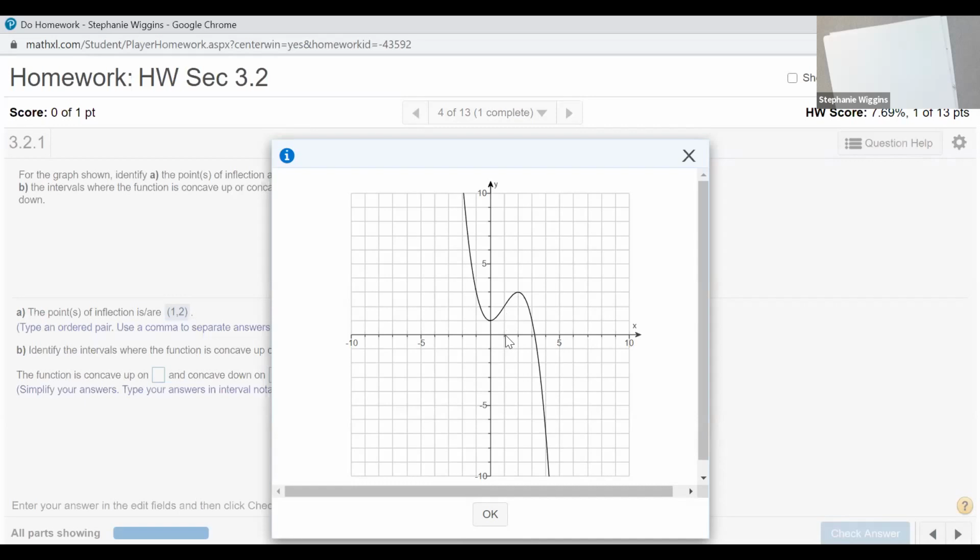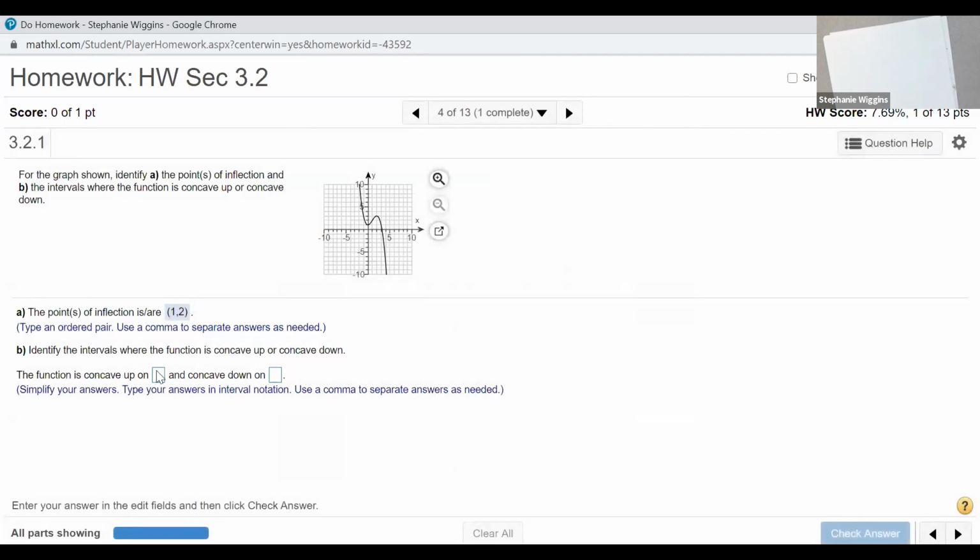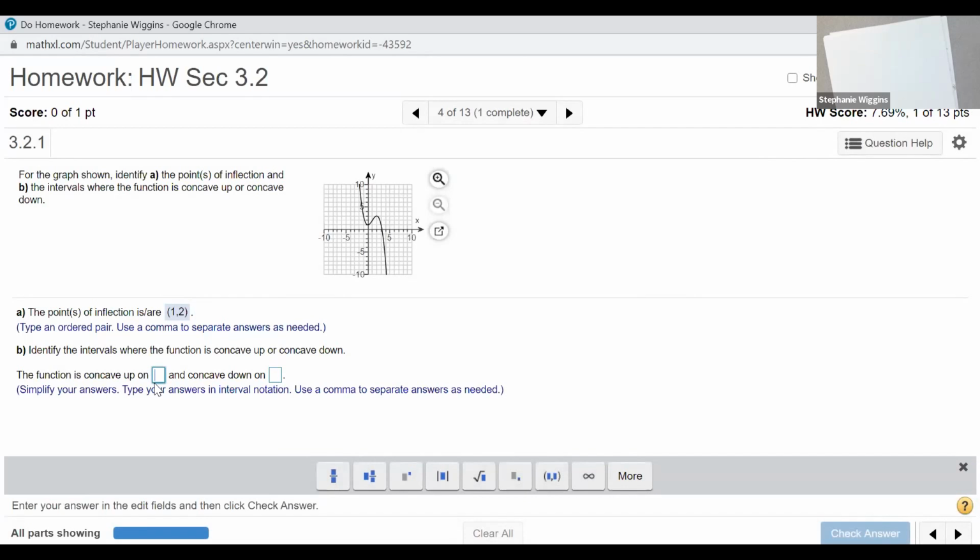To the left, the function is concave up. To the right, the function is concave down. And what are those two intervals? Well, on the left-hand side, it's minus infinity to 1. And then on the right-hand side, it's 1 to infinity. So going back to the answers, the function is concave up on minus infinity to 1. And the function is concave down on 1 to infinity. Okay?